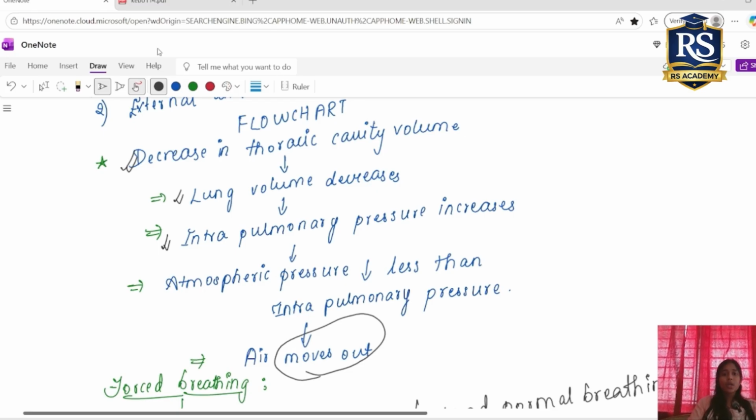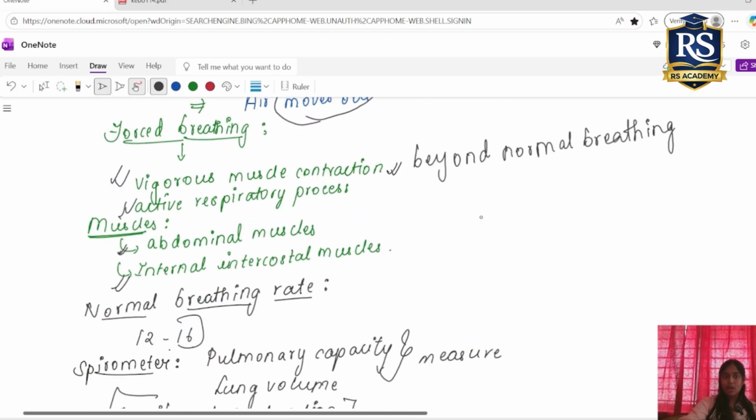So let's look onto the flow chart. First, there will be decrease in the thoracic cavity volume. In inspiration, the thoracic cavity volume was increased. Here, the thoracic cavity volume should decrease, and the lung volume will also get decreased. When the lung volume and the thoracic cavity volume get decreased, the intrapulmonary pressure, that is our lung pressure, should be increased. So that is how the air moves, right? The inner pressure should be higher than the atmospheric pressure. So air is exhaled out.